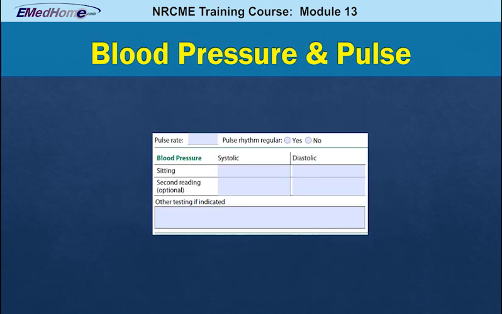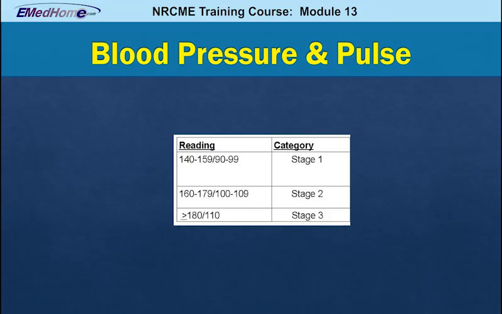Record pulse rate and rhythm on the medical evaluation report form. Blood pressure readings are defined as 140 to 159 systolic over 90 to 99 diastolic as stage 1 hypertension, 160 to 179 over 100 to 109 as stage 2 hypertension, and greater than or equal to 180 over 110 as stage 3 hypertension.